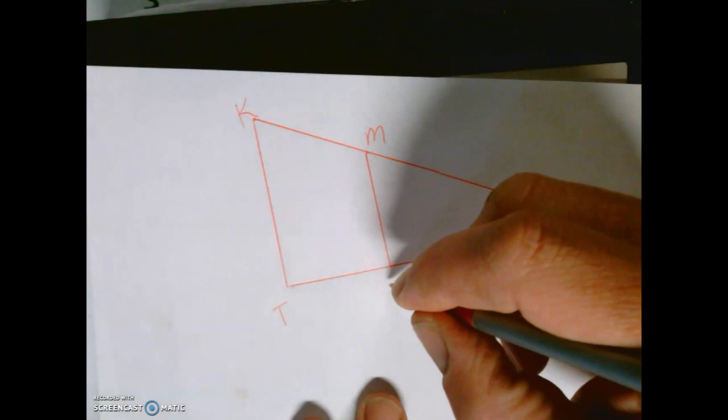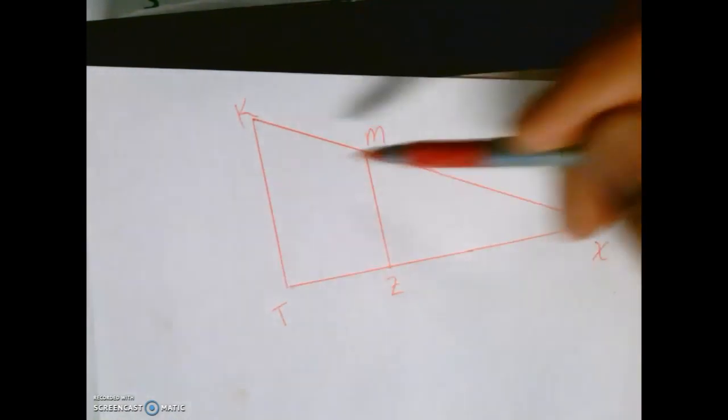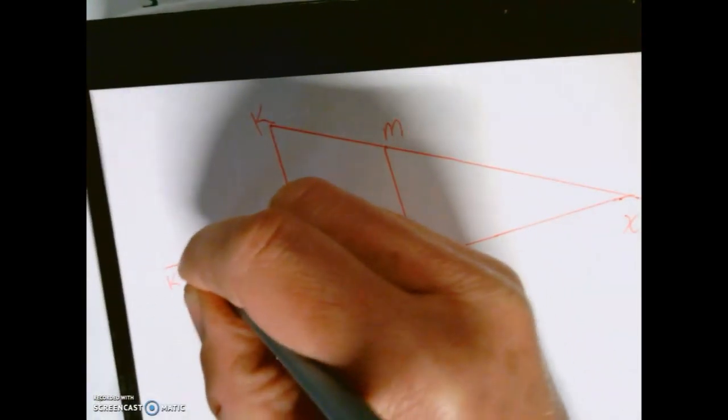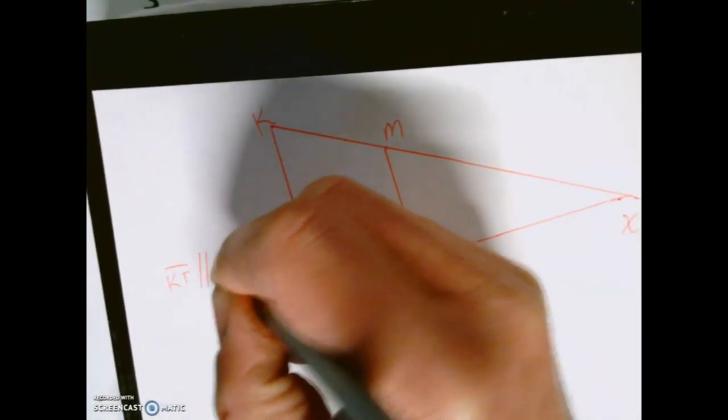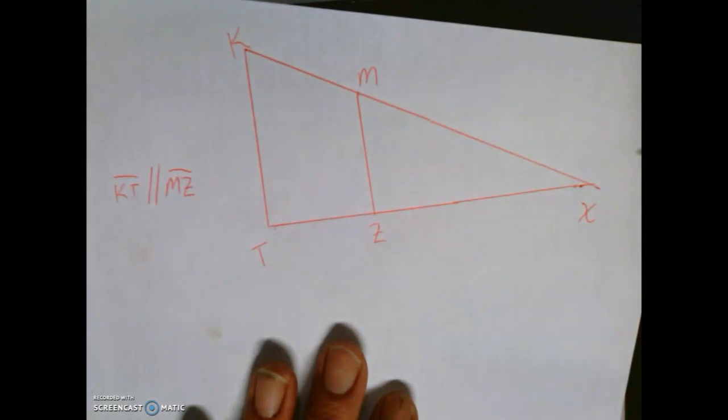M, Z. So what the theorem says is if KT is parallel to MZ, that's what they were saying when they put KT parallel to MZ. That's what that means. Okay. Well, how would this be useful? Well, a couple things before we go into how it's useful.